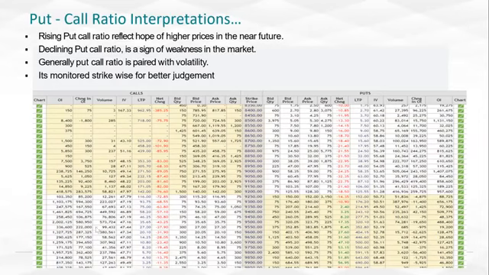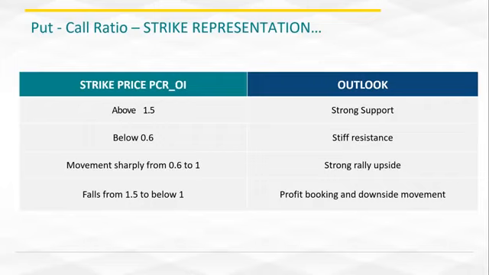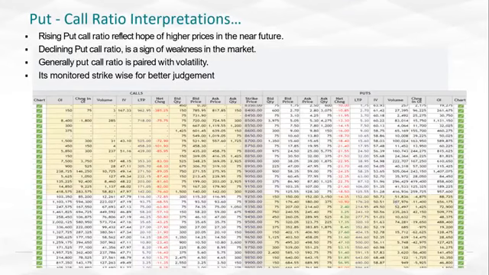So like many people have understood how to calculate PCR. So we have to move to the next slide to understand what the levels are and what they mean. This is the put call ratio strike presentation. Like we covered last time in OI, OI tells us where the maximum contracts are added and which strikes are the most interesting. Like we said, open interest is where the interest is lying for the investor.